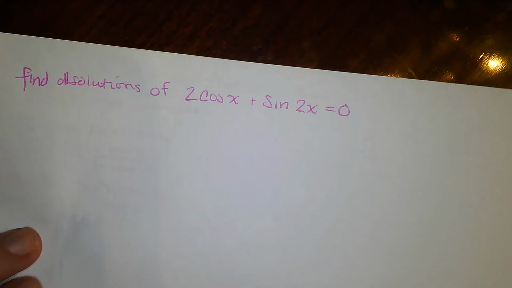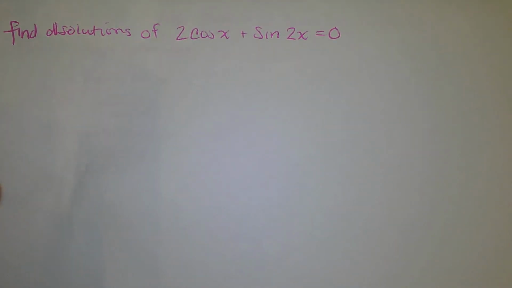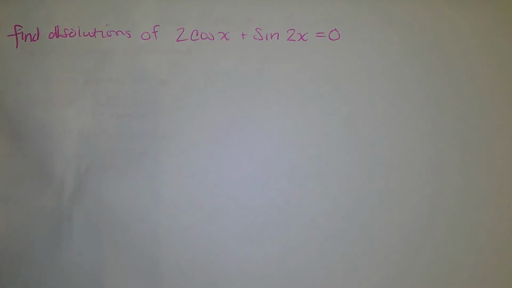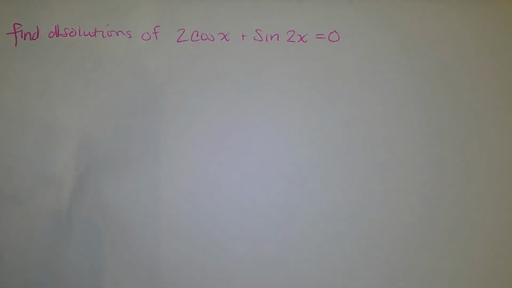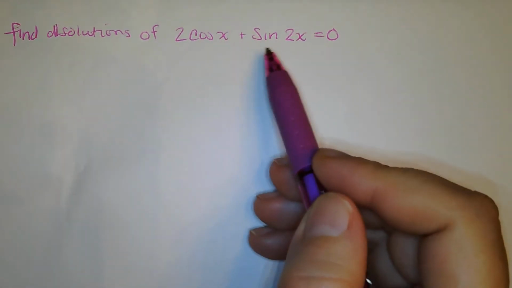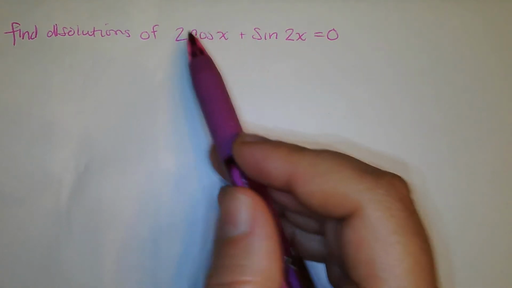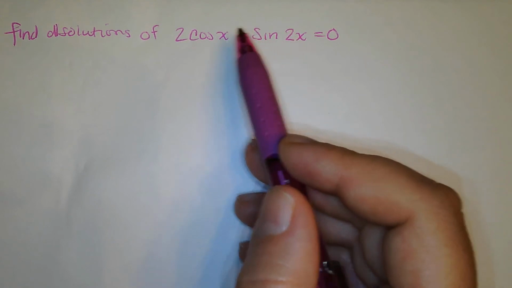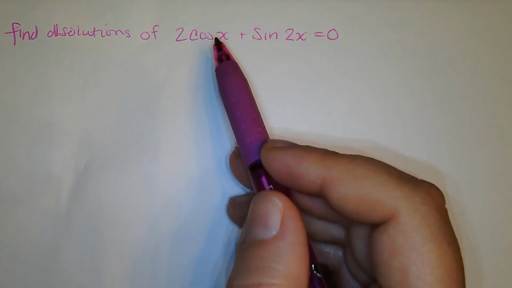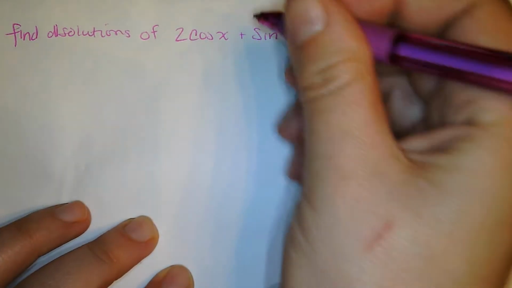Let's start right here. Find all solutions of 2 cosine x plus sine of 2x equals 0. That's not sine squared x, that's sine 2x. All right, so the first thing I'm going to do is use the double angle formula here. Normally I would say, can I solve this? Can I factor something out? I really can't. There's not much I could do here. So I do see the double angle, and I'm going to switch it out.